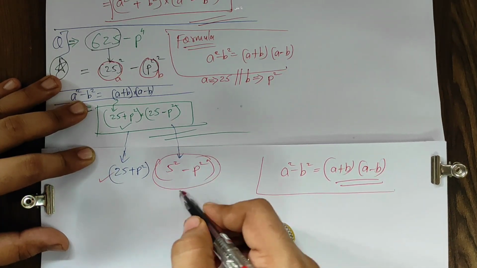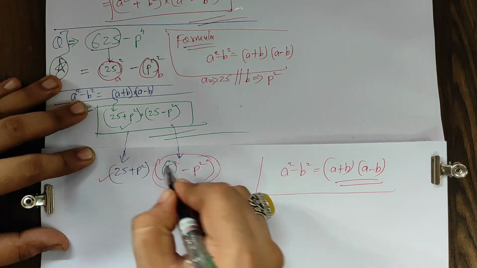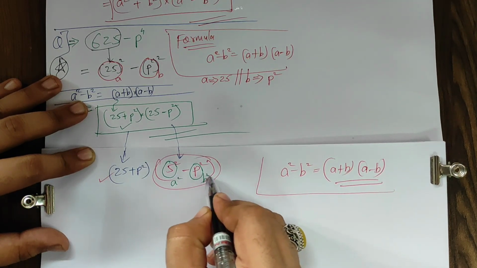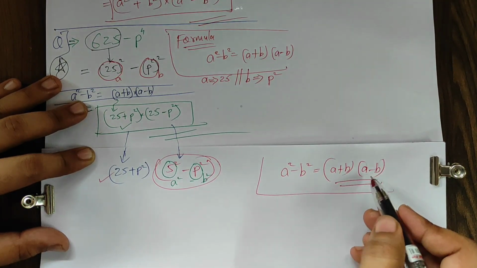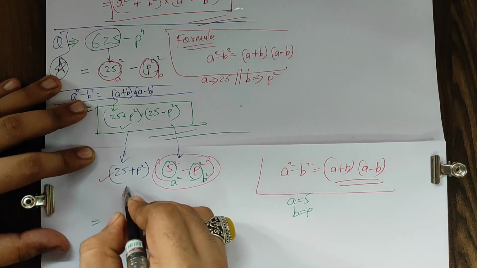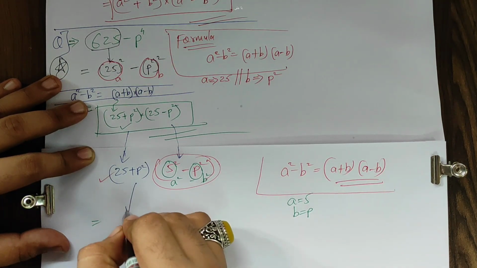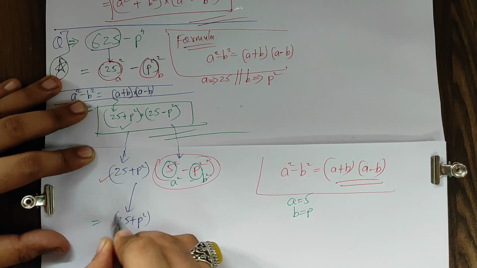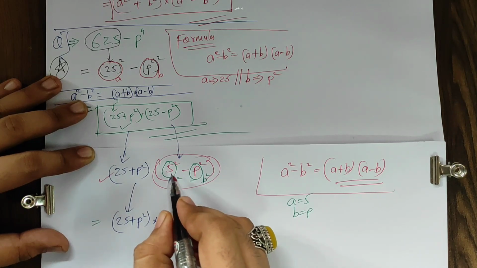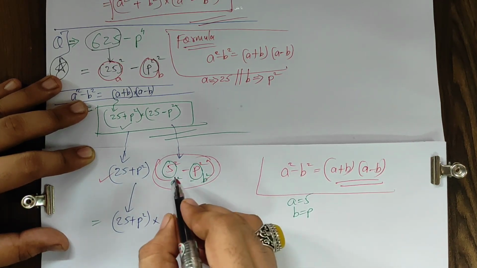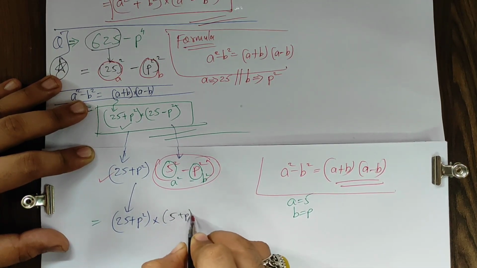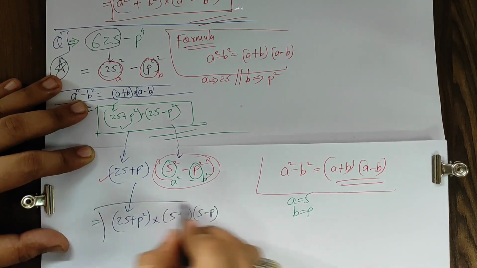But definitely I can split it more. Here I can say this 5 will act like a for me and this p will act like b for me. So it's the a square minus b square formula: a plus b, a minus b. Here my a is 5 and my b is p. The first bracket I'll copy as it is, 25 plus p square, multiplied by, all of you see here, 5 square minus p square. My a is 5 and my b is p. So a square minus b square is a plus b, a minus b. So 5 plus p and 5 minus p. And this is our answer.